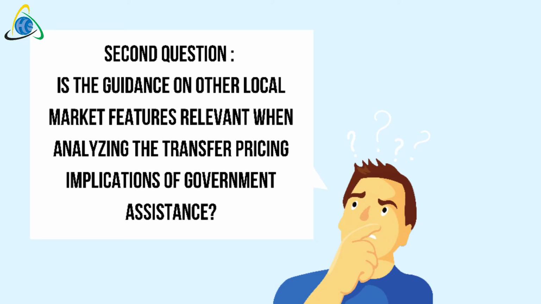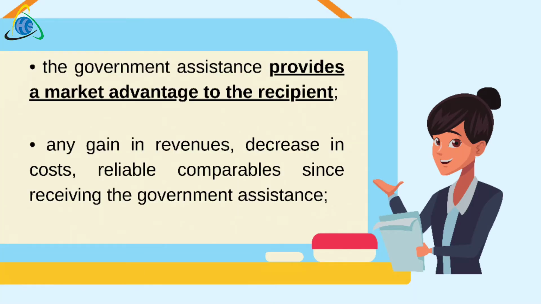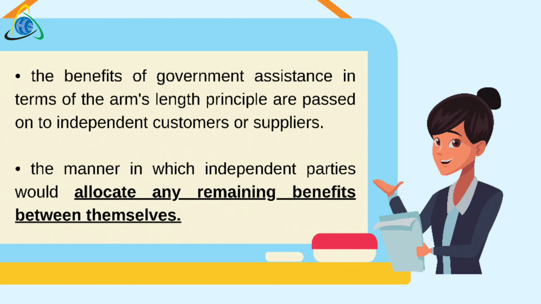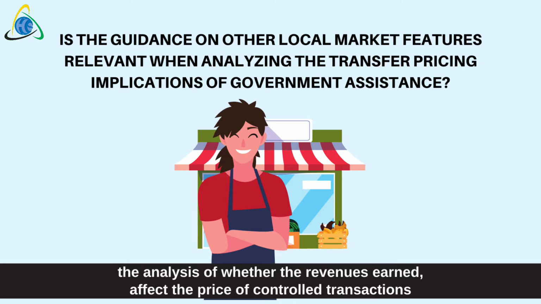Second question: is the guidance on other local market features relevant when analyzing transfer pricing implications of government assistance? The analysis of the implications of the receipt of government assistance will need to consider the following factors. The first one: the government assistance provides a market advantage to the recipient. Second, any gain in revenues or decreases in costs relative to reliable comparables since receiving the government assistance. Third, the benefits of government assistance in terms of the arm's length principle are passed on to the independent customers or suppliers, and the manner in which independent parties would allocate any remaining benefits between themselves. The analysis of the government assistance in the form of local market features can help provide the analysis of whether the revenues earned affect the price of controlled transactions.